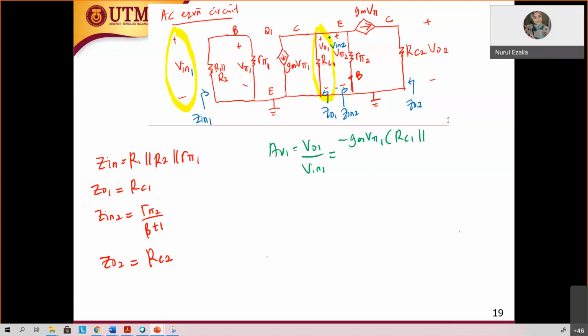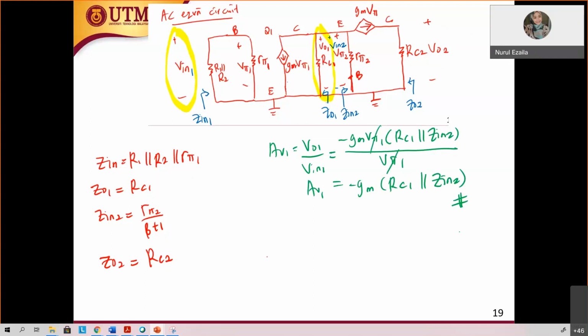RC1 parallel with Z in 2. What can you see at the V in? What is it, V in or V in 1? Sorry, V in 1. Yes, V pi 1. Okay, cancel out this one. So AV1 is negative gm times RC1 parallel with Z in 2.